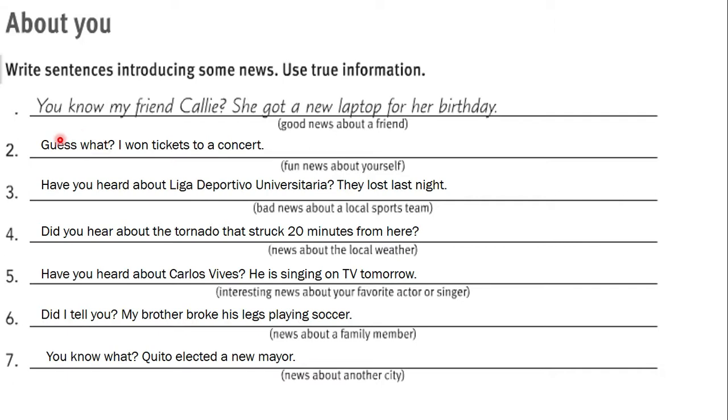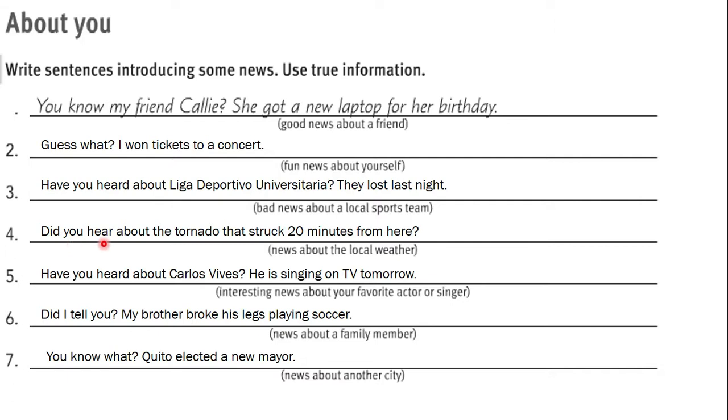Guess what? ¿Ya? Adivina qué. I won tickets to a concert. Me gané unos tickets para un concierto. ¿Ya? So I am using the expression guess what. Number 3. You have to give bad news about a local sports team. O sea, dar malas noticias acerca de un equipo de deportes local. For example, have you heard about Liga Deportiva Universitaria? They lost last night. ¿Has escuchado acerca de Liga Deportiva Universitaria? Perdieron el partido anoche. Okay? Or you can use here, did you hear about?